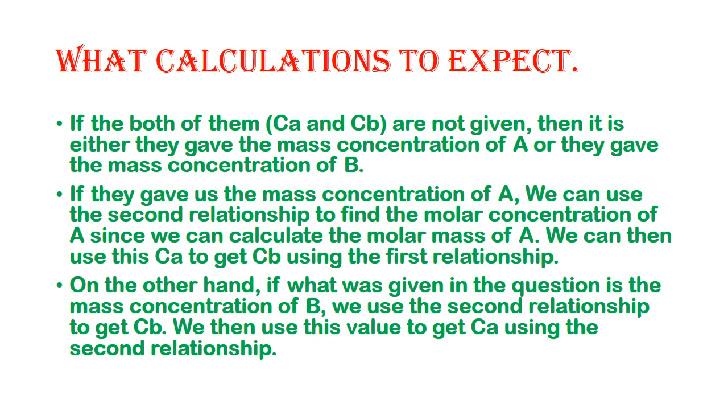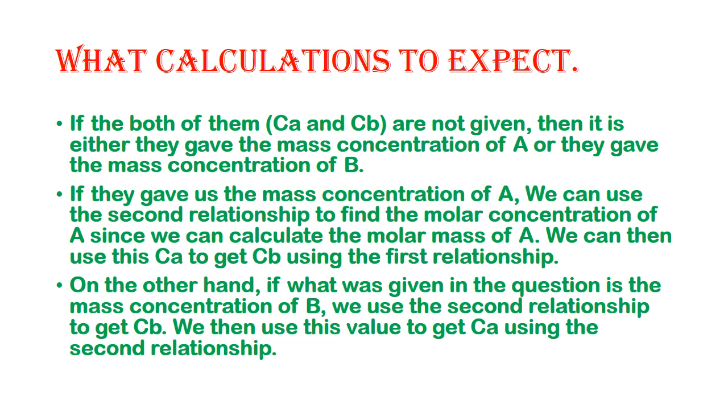Okay, all right, so you find the molar mass of A, then divide the concentration of A in gram per dm cube that they gave by the molar mass of A. Okay, you get the concentration of A in mole per dm cube. Then use that one. Do you understand? We can then use this Ca to get Cb using the first relationship.